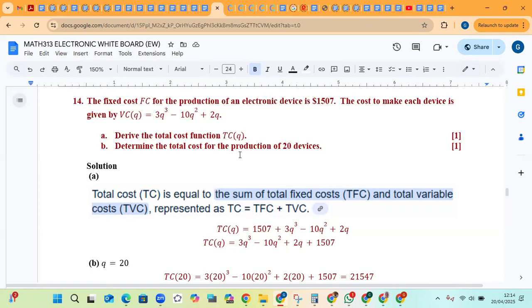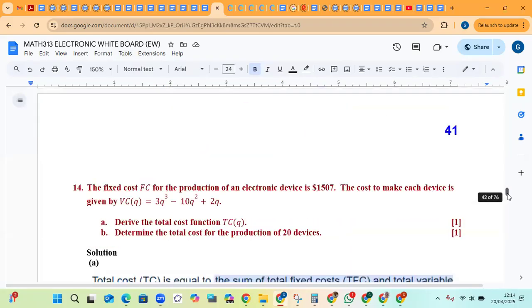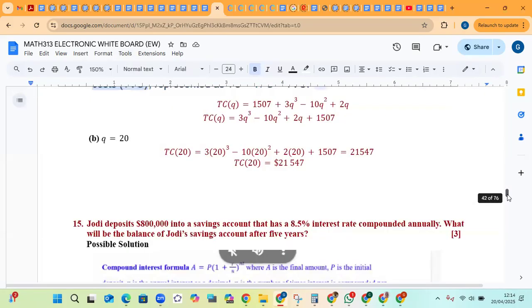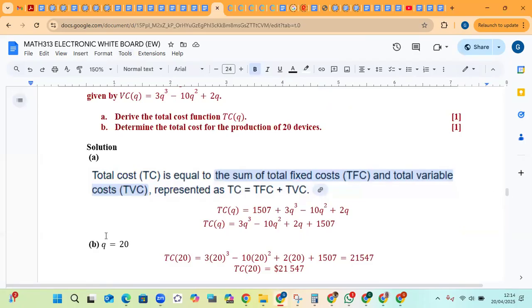We have already discussed number 14 part A, which is number 1 part A in the quiz. So part B says determine the total cost for the production of 20 devices. So here you have already the total cost function, and here you have a quantity of 20 devices. So as you can see, Q is 20. And 20 was substituted into the total cost function, wherever you have the letter Q.